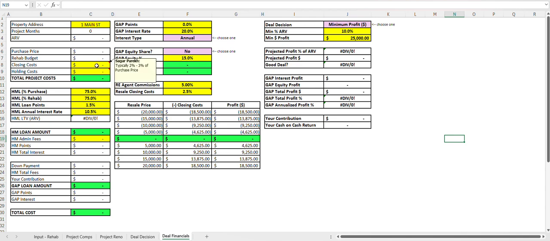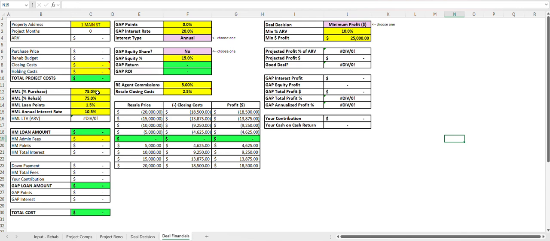So here are closing costs. Closing costs are typically 2 to 3% of purchase price. Holding costs are typically between 1/10% and 2/10% of the purchase price per month. So if your purchase price is 200,000 and you're doing 1/10% per month and you're holding it for 6 months, 1/10% of 200,000 is 200. 6 months, that'd be $1,200. That would be your expected holding costs, and these holding costs would be predominantly the utility costs.